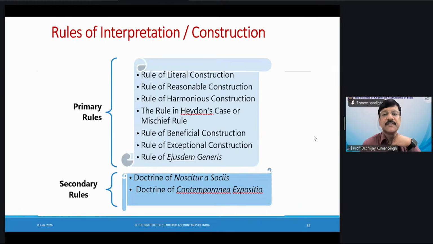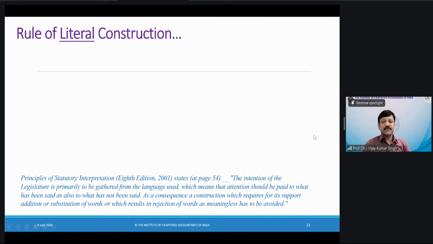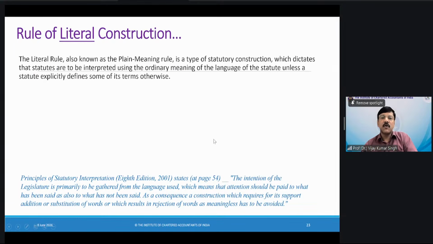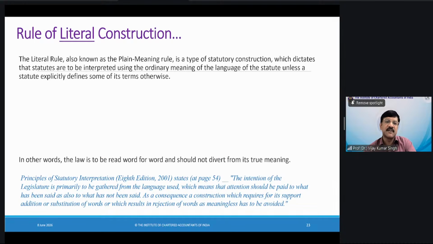Now let us look at the first one, rule of literal construction. Rule of literal construction, as the name suggests, is saying that whatever is written in the law, you interpret the law as per the written words. So the literal rule, also known as the plain meaning rule, is a type of statutory construction which dictates that statutes are to be interpreted using the ordinary meaning of the language of the statute, unless the statute expressly defines something otherwise or some special meaning is accorded to it.